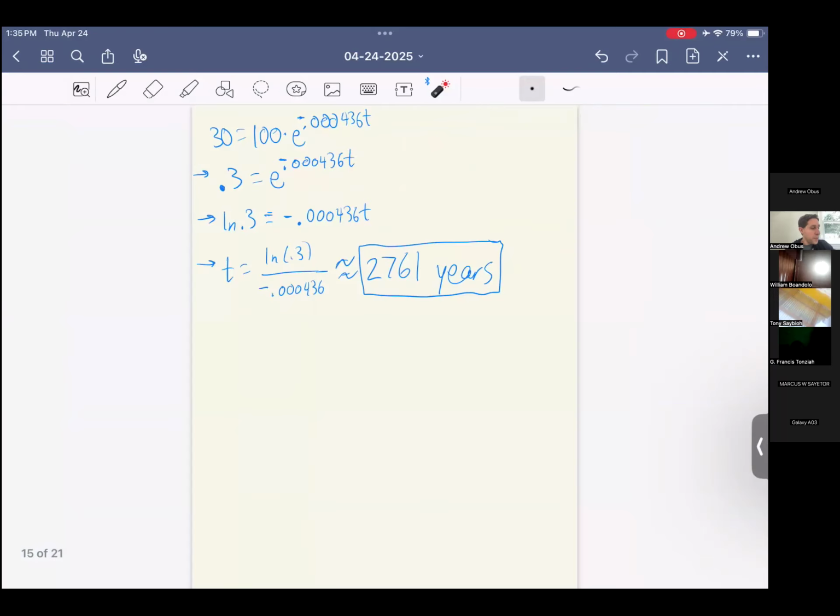And so then when we solve this equation, we actually got 2,761 years, which makes sense because it should be longer than 1,590 years, because we need enough time to get down to 30, not just to get down to 50. Is that okay, Princeton? Okay, great. Thank you. You're welcome.